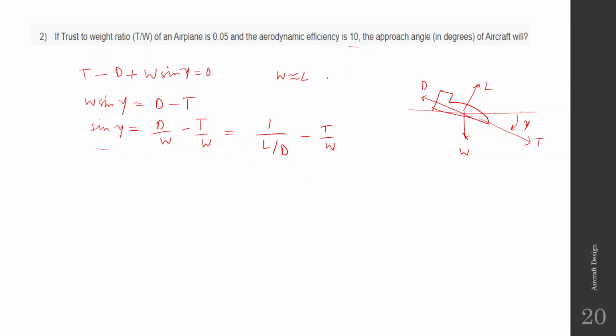So we know that aerodynamic efficiency is 10 and thrust to weight ratio is 0.05. So you can write 1 by 10 minus 0.05. Therefore sine gamma comes out to 0.05. Since this is a small angle, gamma is also equal to 0.05, but this is in radians. So then you can convert it into degrees. This comes out to 2.865 degrees. So this is the approach angle in degrees.